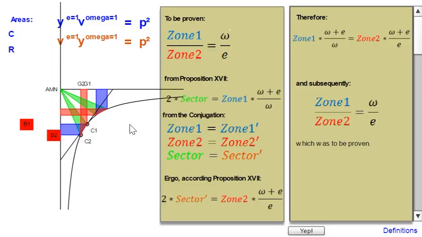So also for the hyperbola, when you resolve this expression up here, you end up with the very same expression as with the parabola, that's zone 1 divided by zone 2 equals omega divided by e. And this was to be proven.